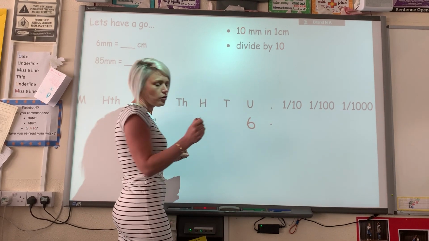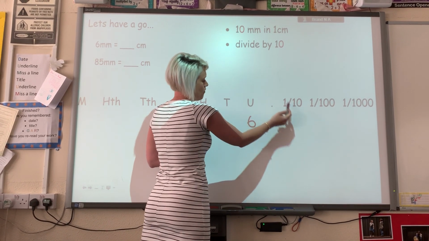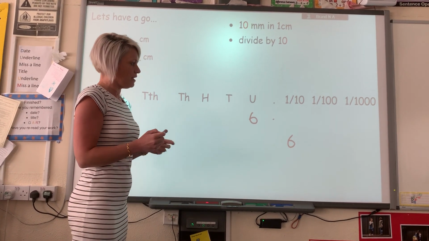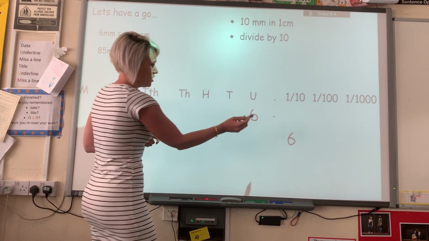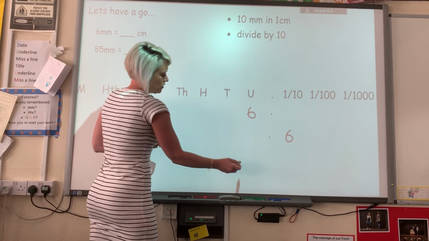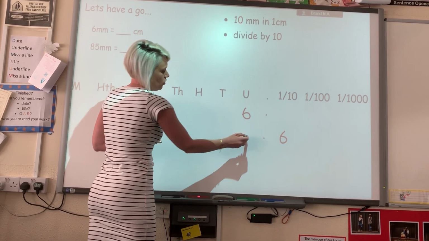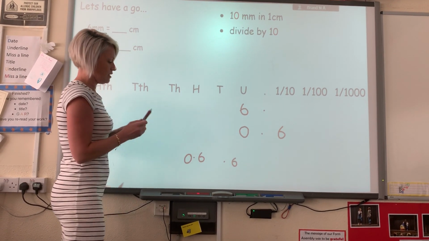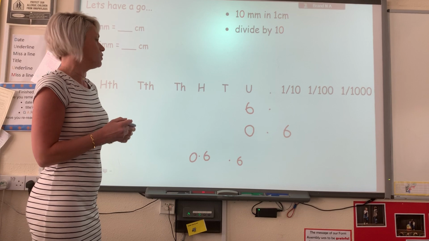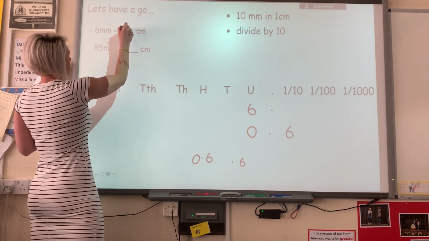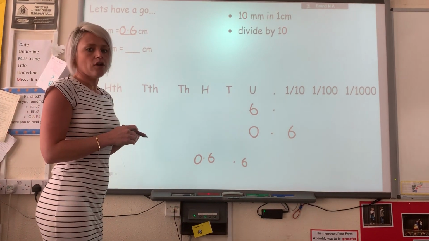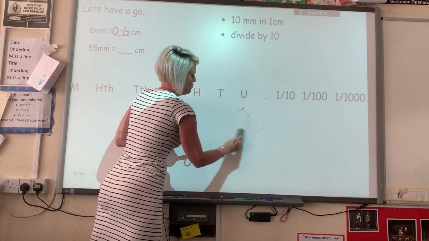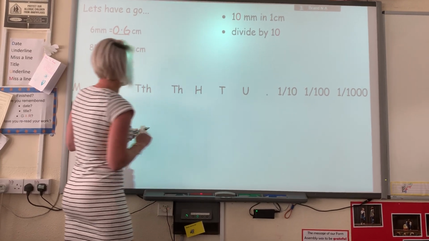So my decimal point doesn't move. My 6 jumps over my decimal into the tenths column. Now at the minute, it just looks like 6. You've got to bring your decimal down. So you could have 0.6, or you put a 0 in front of it. It doesn't change the value, but that was just how we say it correctly. So 6 millimetres is equal to 0.6 centimetres. All the digits moved one place to the right.